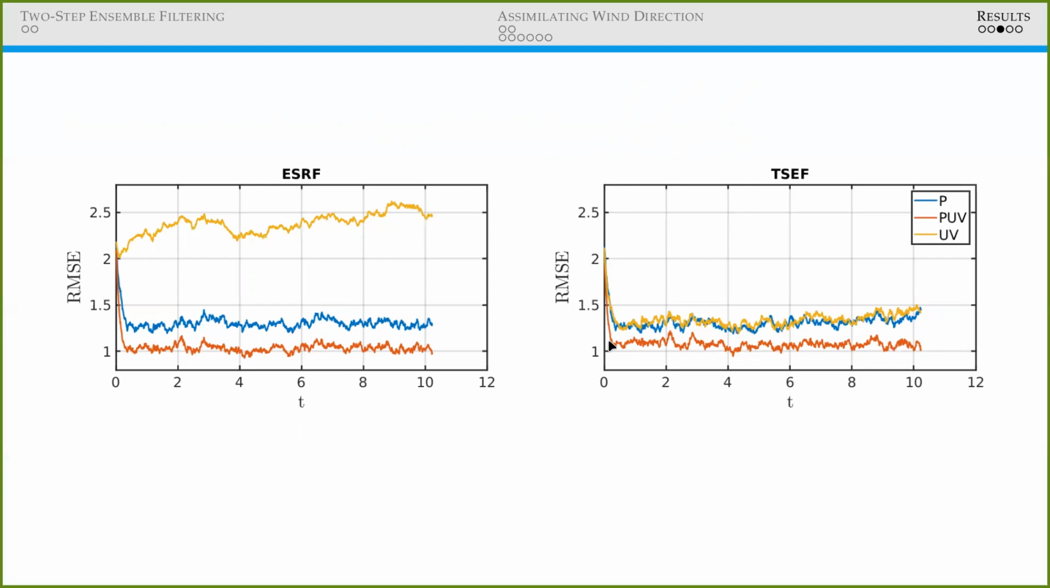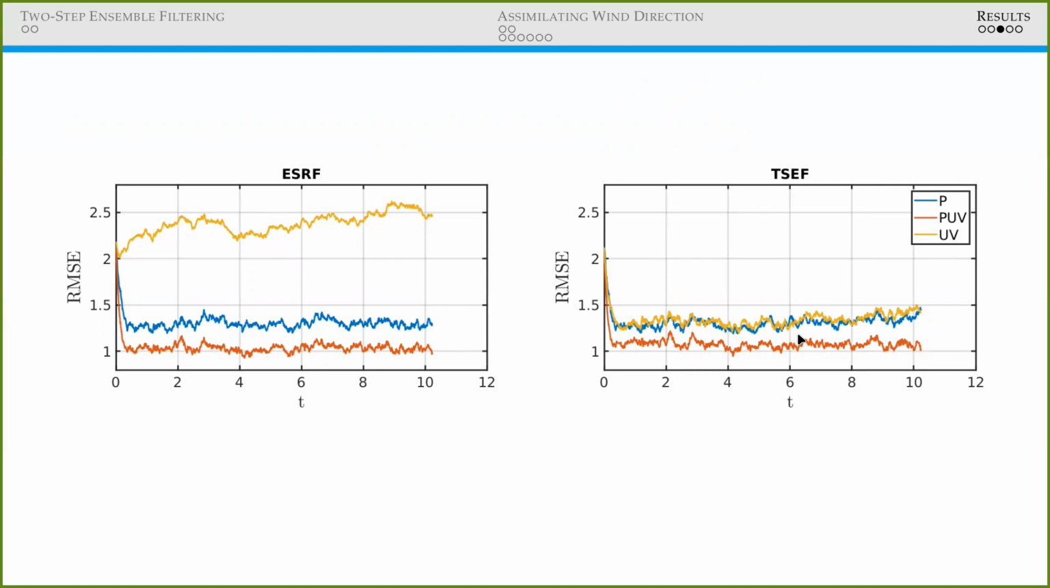The blue lines are what you get when you assimilate only pressure. And of course, they're the same in the left and the right because there's nothing nonlinear, non-Gaussian going on here for just an observation of pressure. The yellow lines are what you get when you only assimilate observations of wind direction. In the approximate model, you get nothing. This is just completely diverged. There's no benefit at all to observing wind direction with the linear approximate model if that's your only observation.